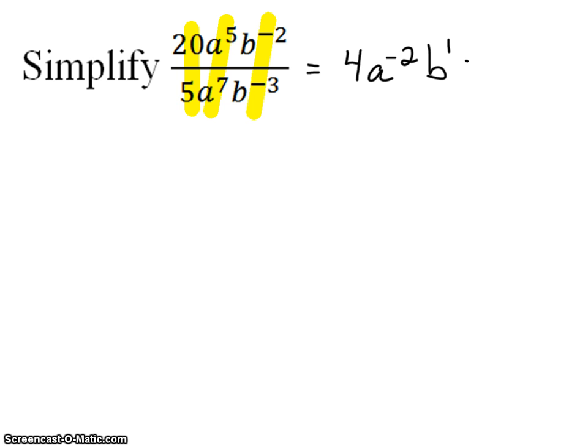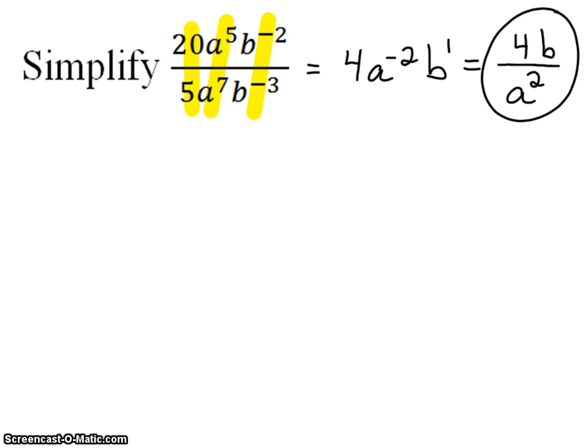Alright, and we have one last step to do. The a to the negative 2 will move to the denominator, and become a squared. 4 and b will stay in the numerator because they have positive exponents. You only move anything with a negative exponent.